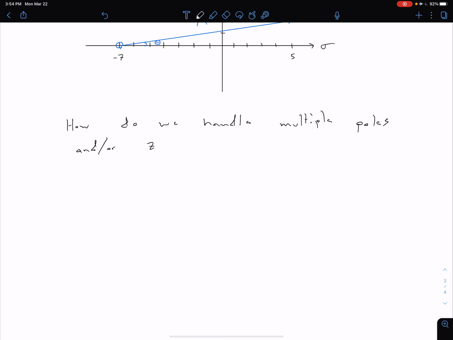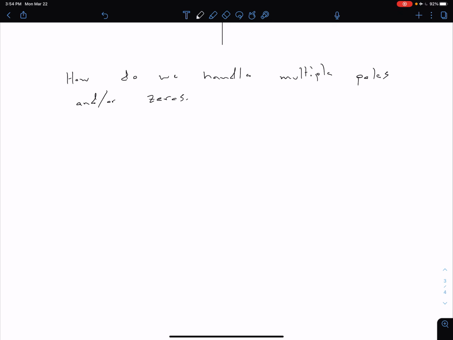And or zeros. So I mean, technically we could have just poles and no zeros. And so what we want to do is go back to our general equation for an arbitrary function. Of course, ultimately we're going to say this is a transfer function, but for now let's just say it's some function f.